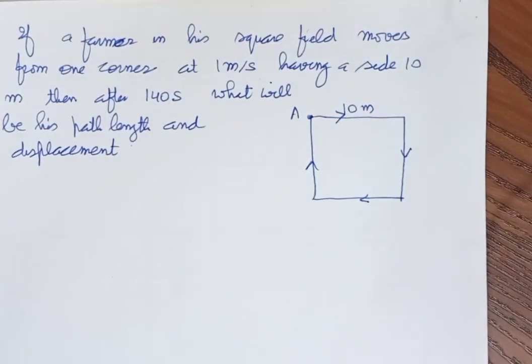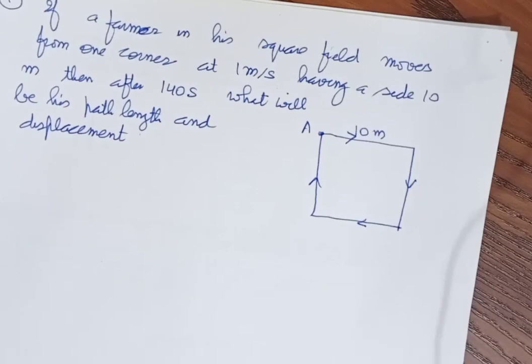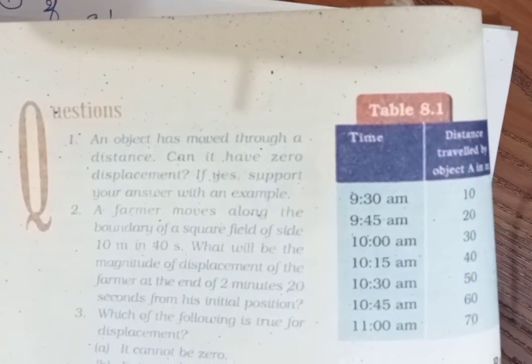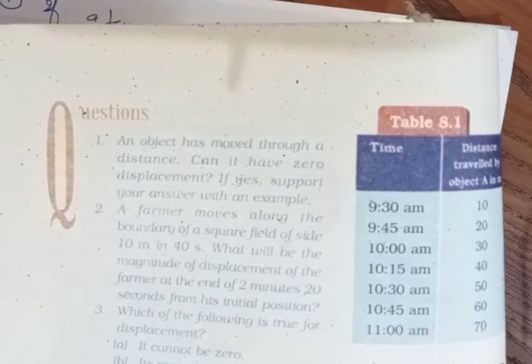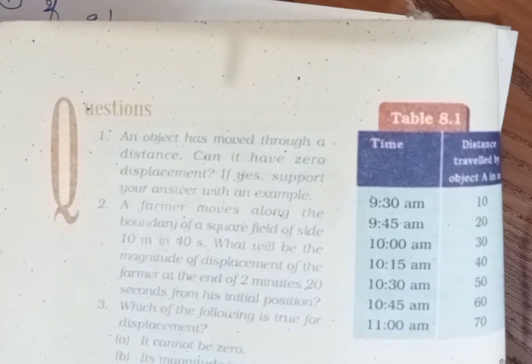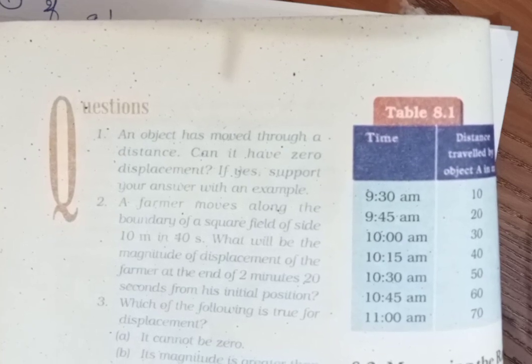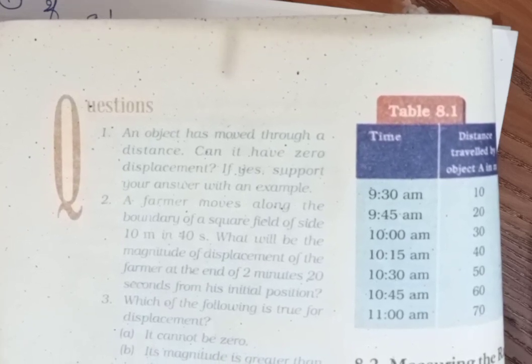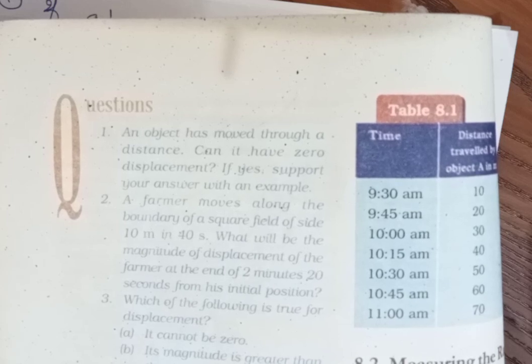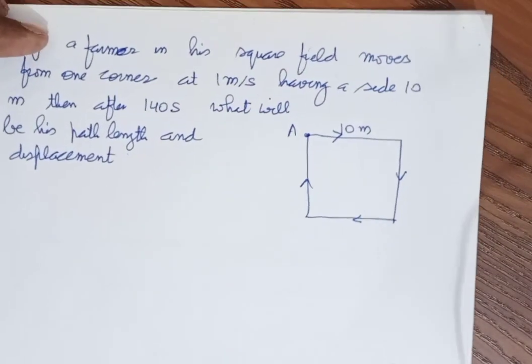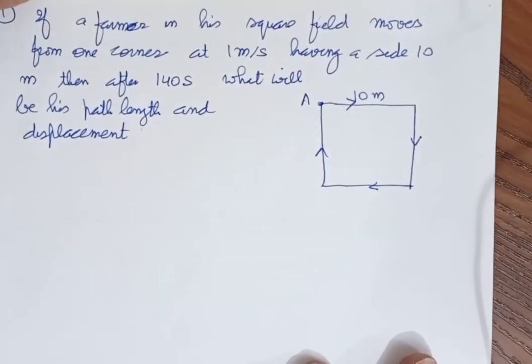So this is the question, that a farmer moves along a path. Second question: and in this way, after 140 seconds, what will be his displacement and position? So this is the question for the next class. So we will discuss it. Otherwise, you may try it also.